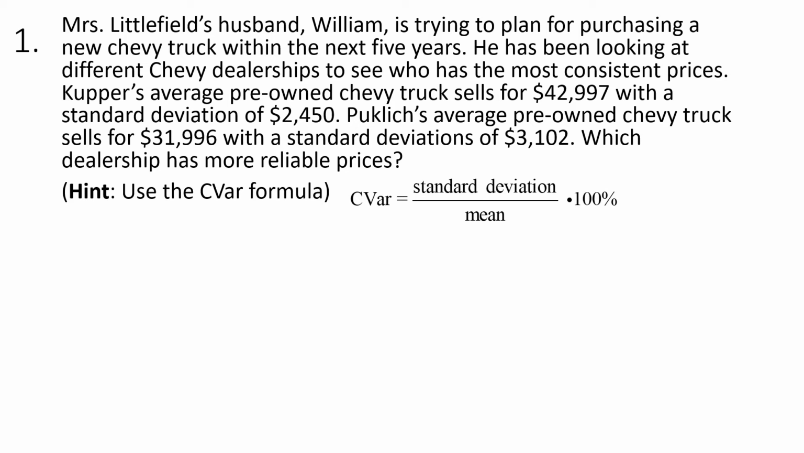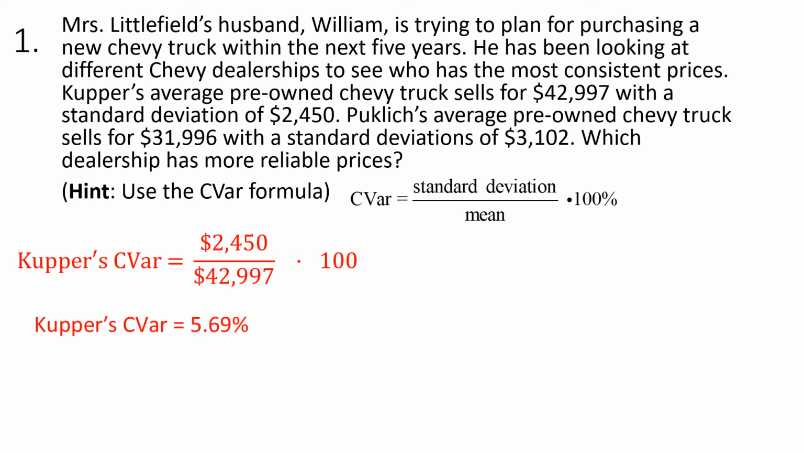Well, C-VAR, or coefficient of variation formula, is the standard deviation divided by the mean times 100. Remember, you want to use the C-VAR formula when you're comparing variability between two different sets of data. So because we're looking at two totally different dealerships with standard deviation and mean, we're going to have to use this formula twice. So first let's look at Cooper. If we take the standard deviation divided by the mean for Cooper, that's 2,450 divided by 42,997, and take that times 100, we should get a percentage of 5.69 for Cooper's C-VAR.